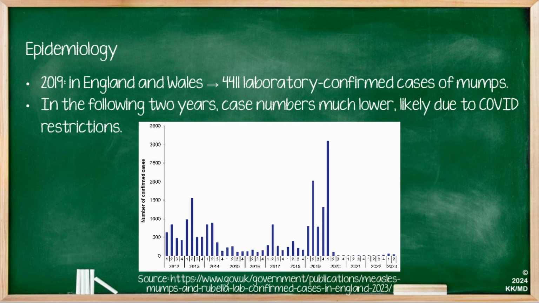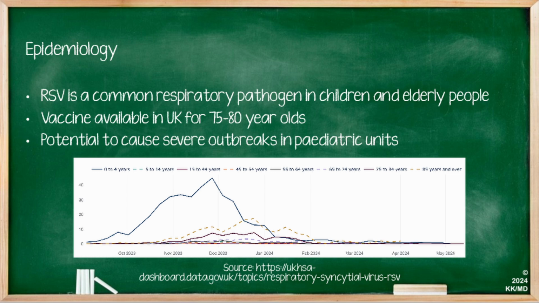In 2019, in England and Wales, there were 4,411 laboratory-confirmed cases of mumps. In the following 2 years, case numbers were much lower, likely due to COVID restrictions and therefore a less avid spread of the disease. And finally, RSV is a common respiratory pathogen in children and elderly people, and there is actually a vaccine now available for this in the UK for 75 to 80-year-olds. There is a potential for this to cause severe outbreaks, particularly in paediatric units. So for those of you who've done paediatric jobs, especially over the winter period, you will probably be very familiar with this virus and how it presents and how to manage it.